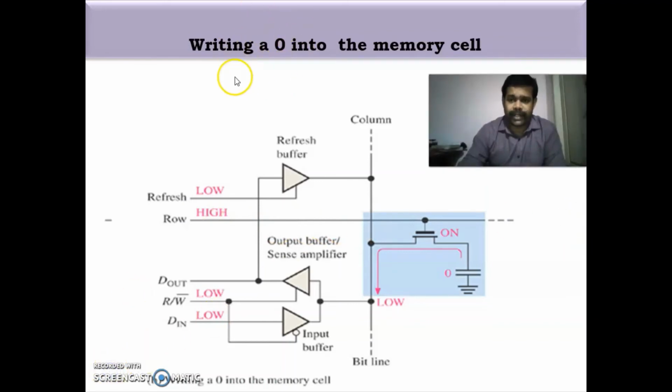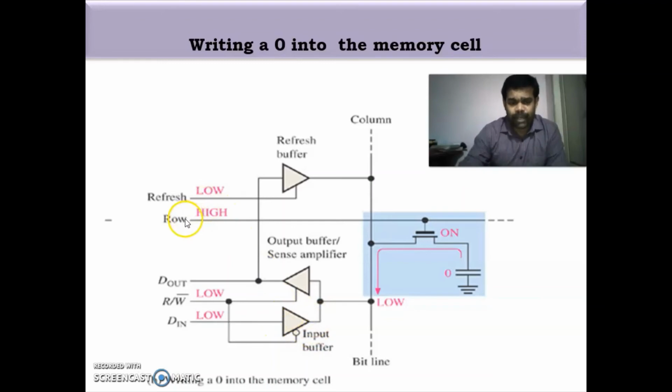For the writing operation, we make the read write line low. When you make this read write line low, it enables the input buffer and it disables the output buffer. Why? Because the output buffer is a normal buffer, and when you give low, it gets disabled. But the input buffer is an inverter buffer, so if you give a low signal, it gets enabled.